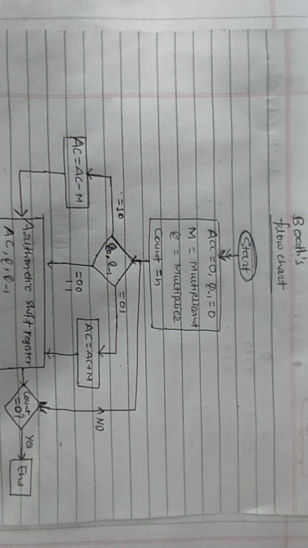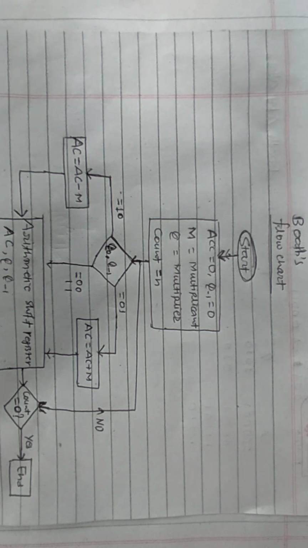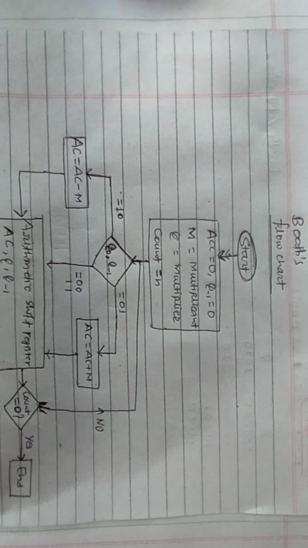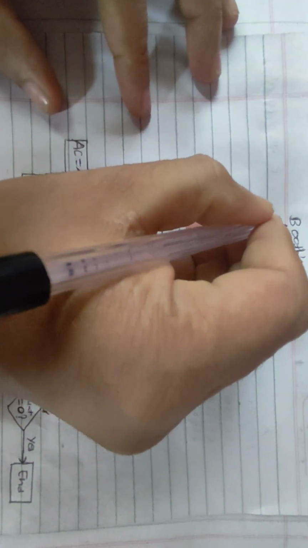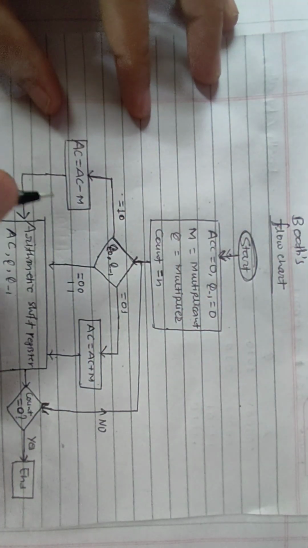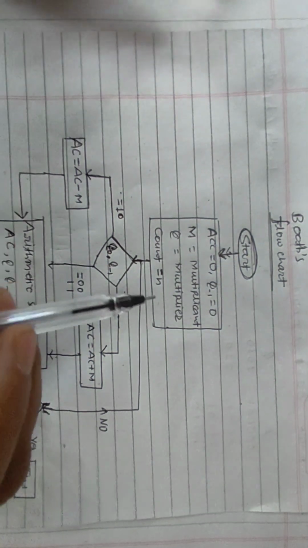Hello everyone. Today we are going to talk about the Booth algorithm, and especially this Booth algorithm is very useful for the processor to multiply any two binary numbers. And before we start doing binary multiplication, let's have a look at the flow chart of the Booth algorithm.